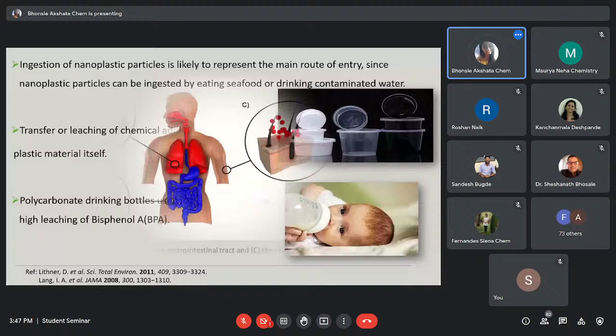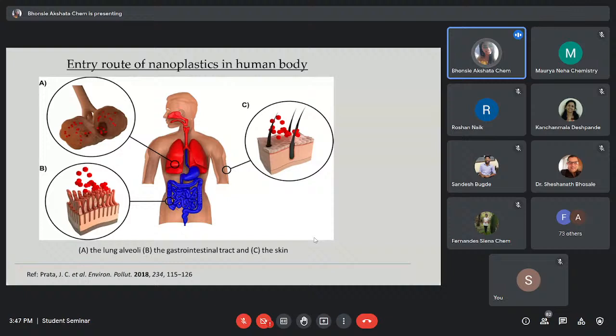Now, the entry routes of nanoplastics in the human body. As I said, there are three basic ways. One, we have inhalation, that is the lungs, then we have skin, and then we have the gastrointestinal tract. Now, the lungs' basic unit is the alveoli, as we know. The alveoli have a surface area of around 150 square meters. And the tissue barrier, the blood-air barrier, is around 1 micrometer thin. So these nanoparticles can very easily pass through this barrier and enter into the capillary blood system of the body, and they can circulate.